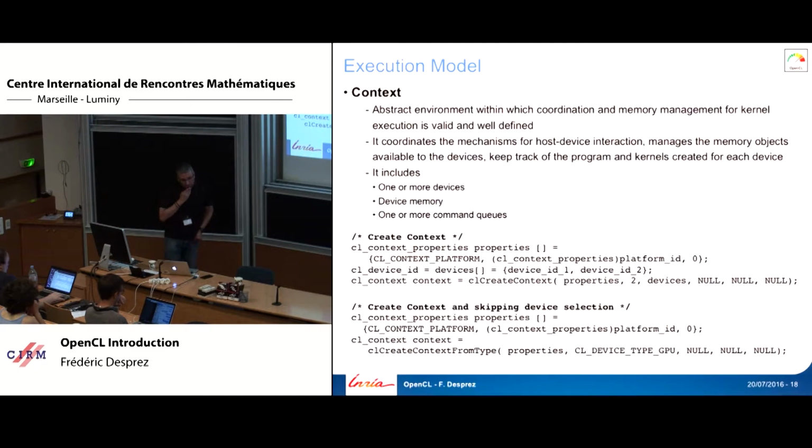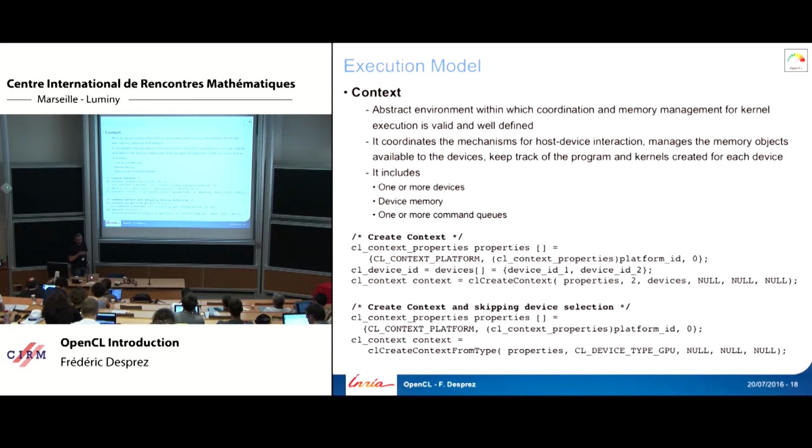About the execution model, first you have to define the context. It's where the coordination of memory management is valid and well defined. It coordinates all the exchanges between the host and device. It manages the memory objects. You can keep track of the programs and kernels created and run on each device. So you can have, as I said, one or more devices. You have device memory information, and you can have one or more command queues that can run in parallel.